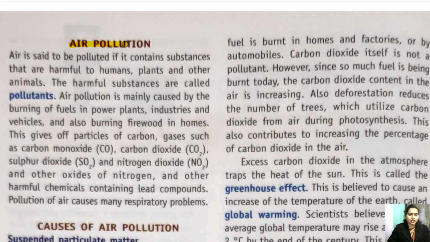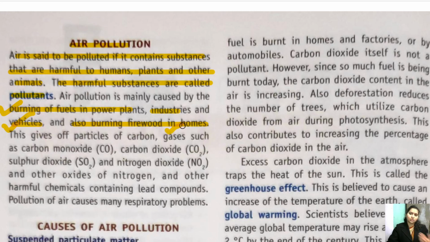Now let's talk about air pollution. Air is said to be polluted if it contains substances that are harmful for humans, plants and other animals. Clear? The harmful substances are called pollutants. Air pollution is mainly caused by the burning of fuels in power plants, industries, and vehicles, and also burning firewood in homes. All these are human-made activities, right? Burning of fuel in power plants is a human activity. Industry is also a human activity. Vehicles emit pollutants, so vehicles are also a human activity. Burning of firewood is also a human activity.